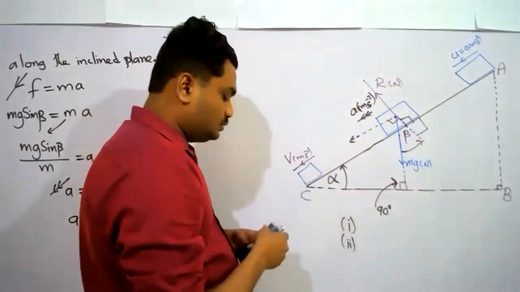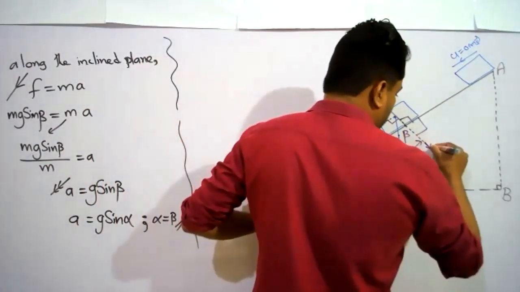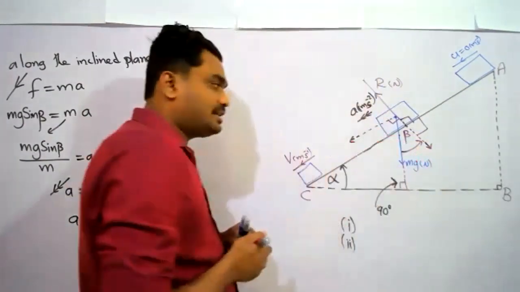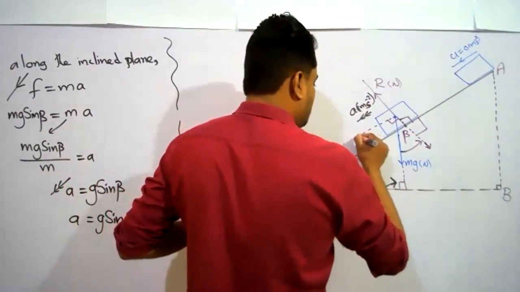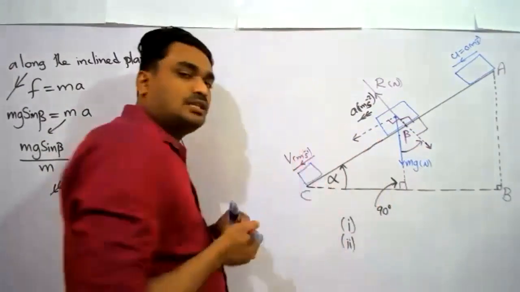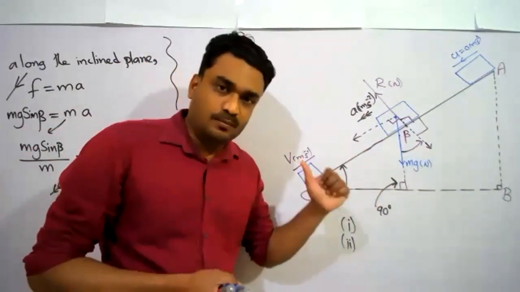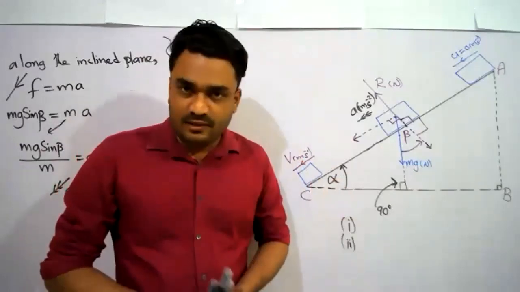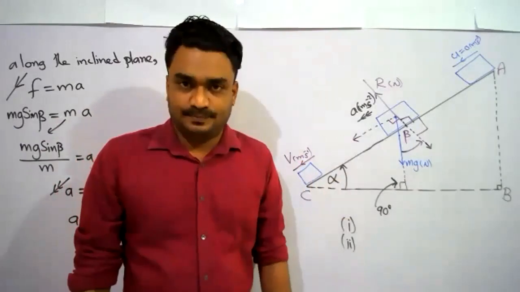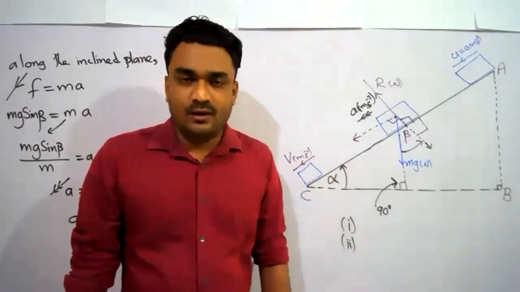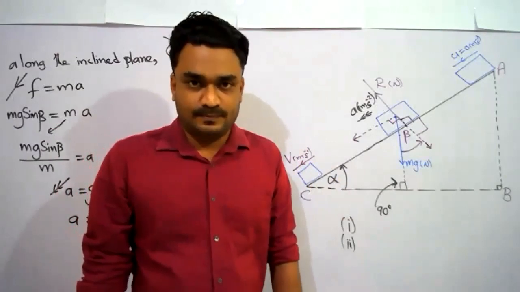Roman number 2: Find the velocity of the object when it reaches the bottom.